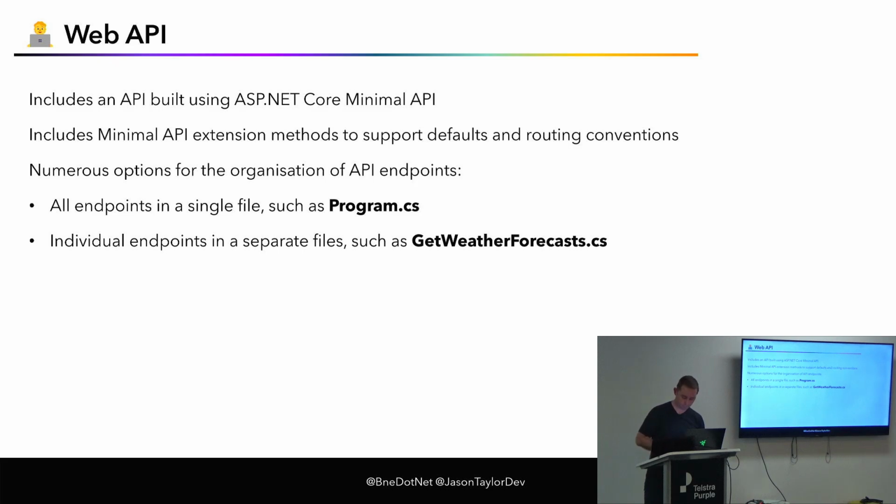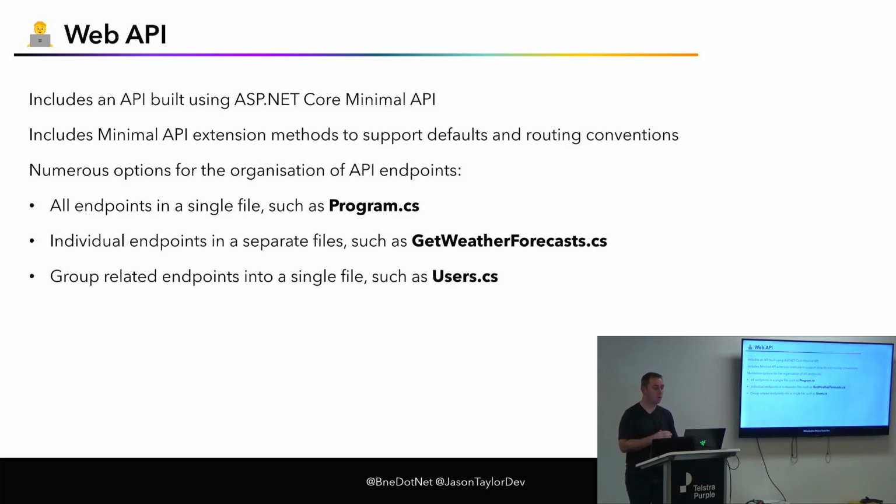The other option is we could group related endpoints into a single file, such as users.cs. So all of the endpoints that are related to users will sit inside of this file. And I think that's a good option, again, for an enterprise API where there are a lot of endpoints to manage, but the endpoints themselves don't contain very much logic.